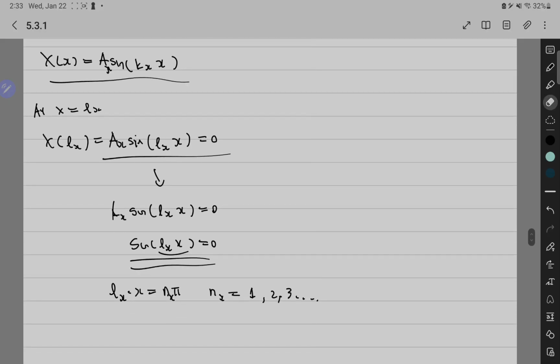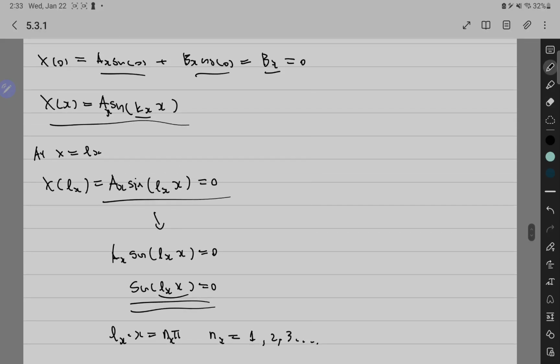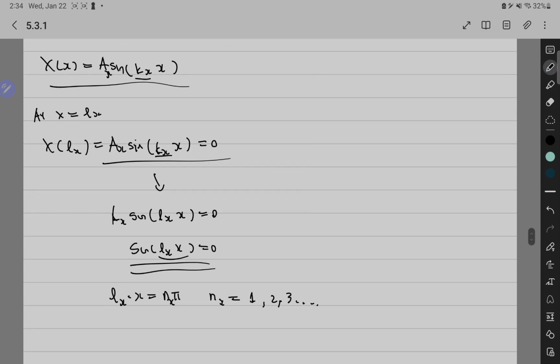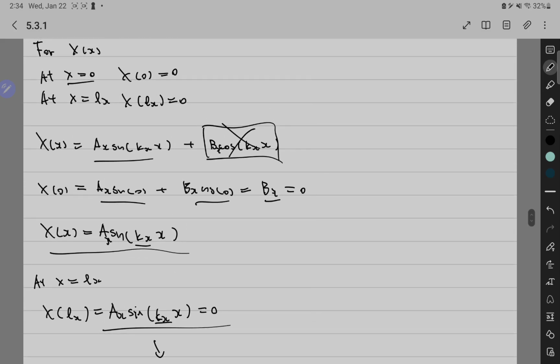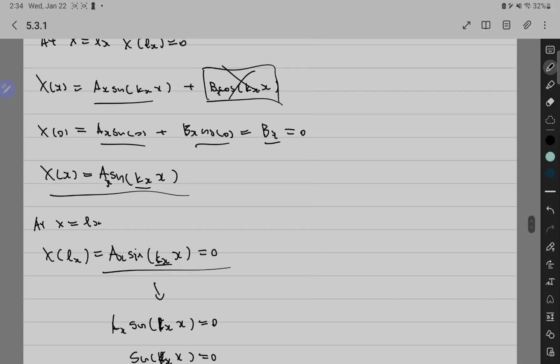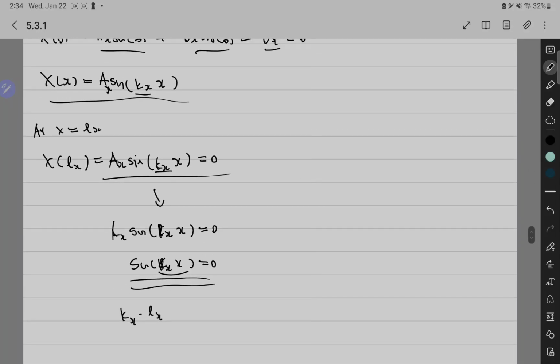Wait, I think I'm plugging in the wrong thing here. I had kx here, so I should have kx here, but I was thinking too much and forgot to copy, and I was copying the wrong thing. So this implies kx times Lx. Because we plugged in our Lx here, when we have Lx here, we should have replaced our x with Lx. So let's replace it and fix it.